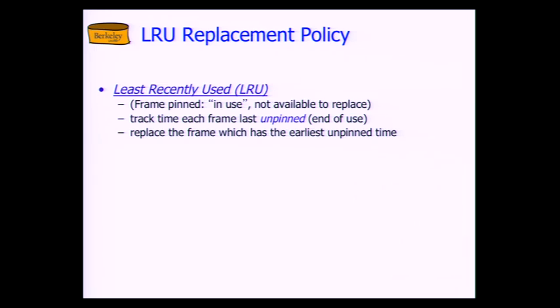When something is unpinned, that means it's done being used, and that's when we timestamp it. So when the pin count goes to 0, that's when we set the use time. That was the last time of use. Then we just look at the frame which has the earliest unpinned time. That's the least recently used in our notion of use. So pinning and use are very coupled here. It's not just access. It's actually unpinning to 0 that counts as the end of use.